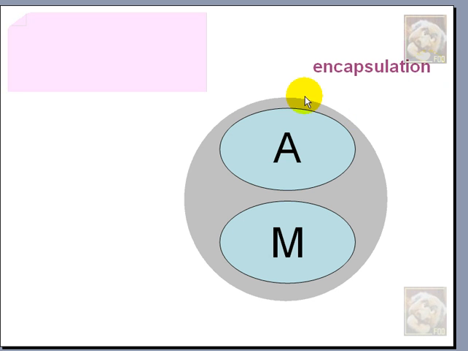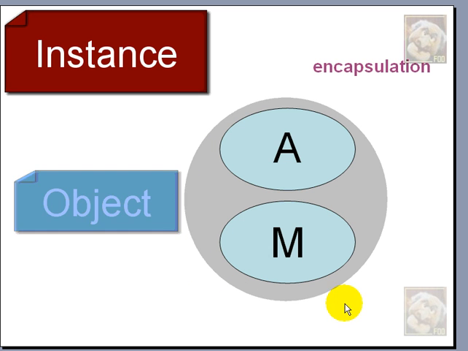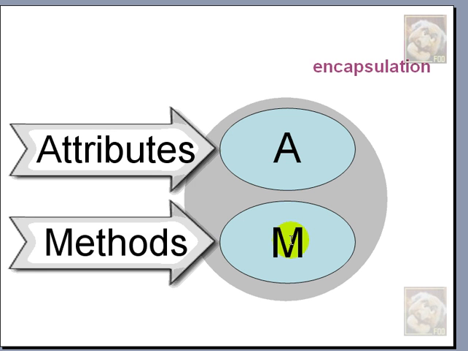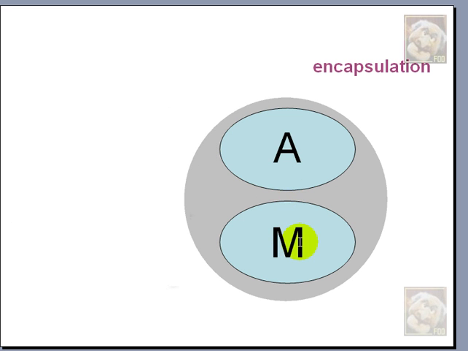Recall we already learned how to make an instance of a class, that is, an object. For that reason, we know that this object has a very well-defined structure. That is, two sections: attributes and methods. Now, encapsulation means that attributes and methods are hidden from the outside world. That is, they are behind walls. These are the walls, the boundaries of the object itself.